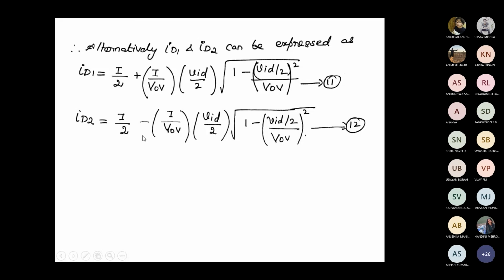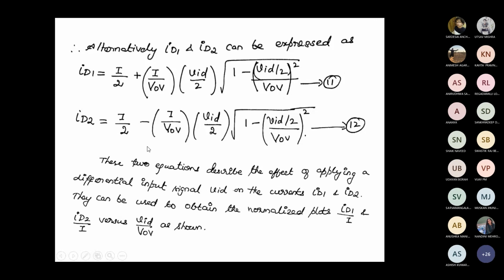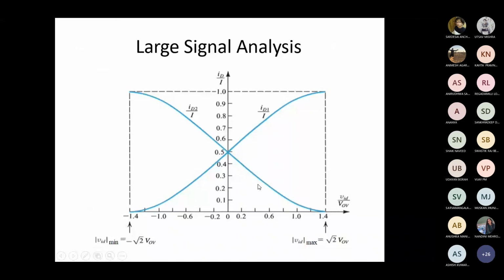Now we are going to plot these equations in terms of ID1 and ID2. These two equations describe the effect of applying a differential input signal VID on the currents ID1 and ID2. They can be used to obtain the normalized plots ID1 by I and ID2 by I versus VID by VOV. Here we are normalizing the drain current with respect to the total bias current, and the input voltage VID is also normalized with respect to the overdrive voltage. This is the characteristic curve that is obtained.